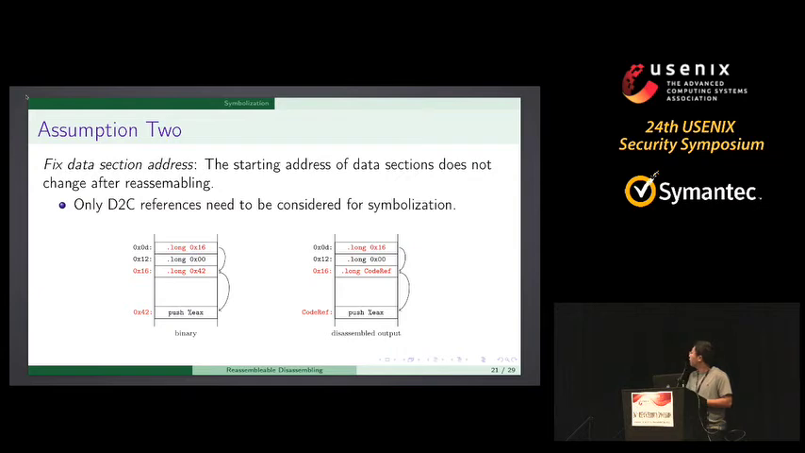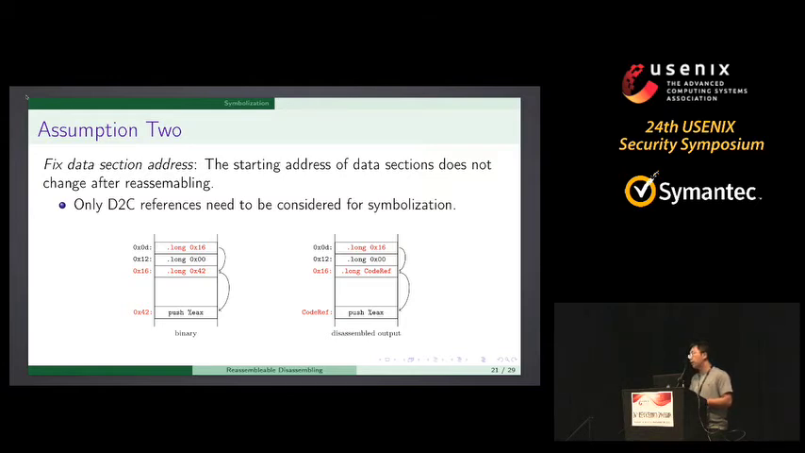Our second assumption is the fixed data section address. We assume the starting address of the data section would not change after reassembly. For memory references in the data section, the data to code reference is considered easier to identify because we can always get more information by tracing its destination instructions. On the contrary, data to data is considered harder to identify because both the source and the destination of this memory reference are in the data section.